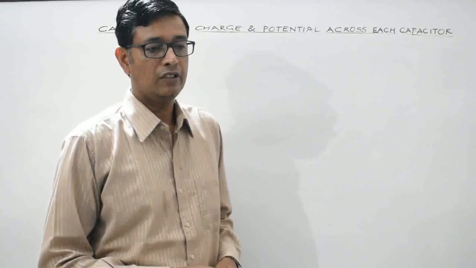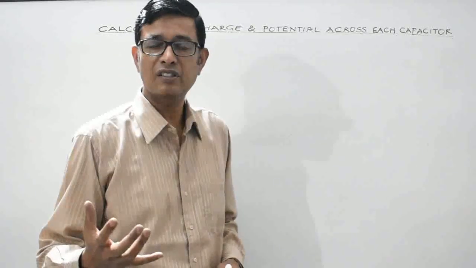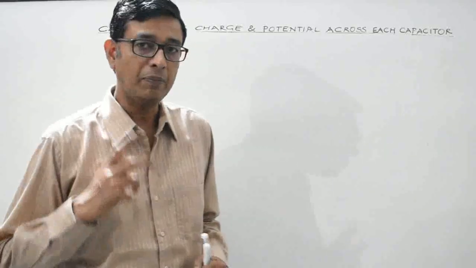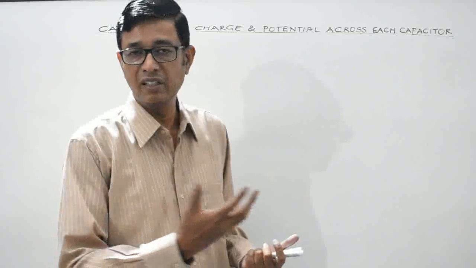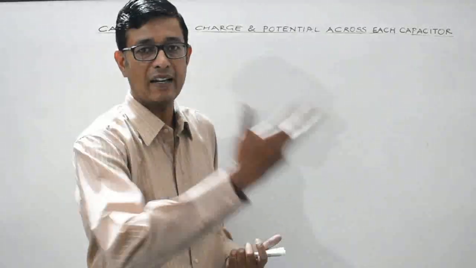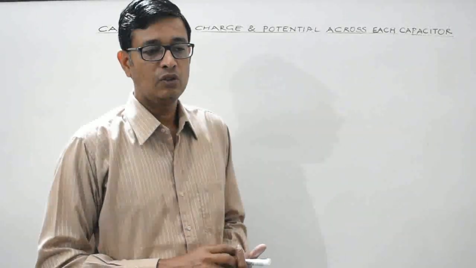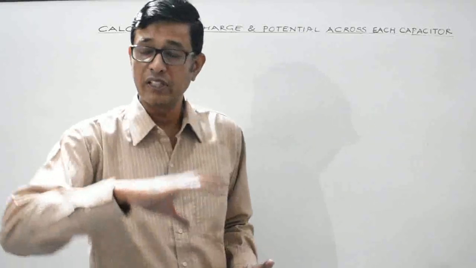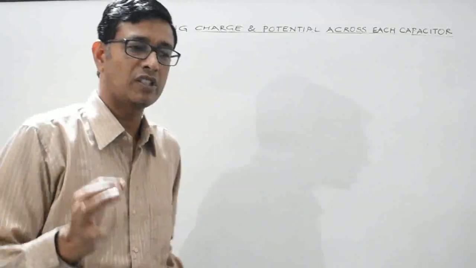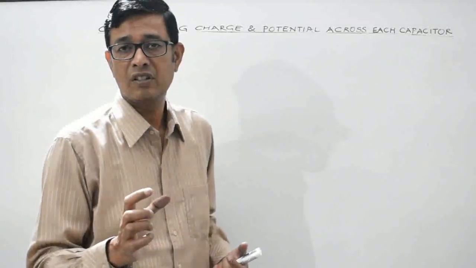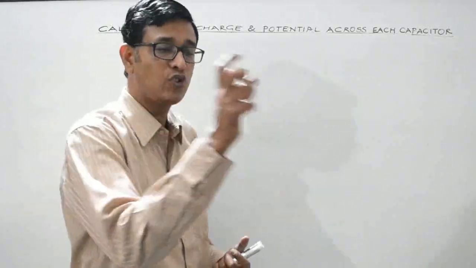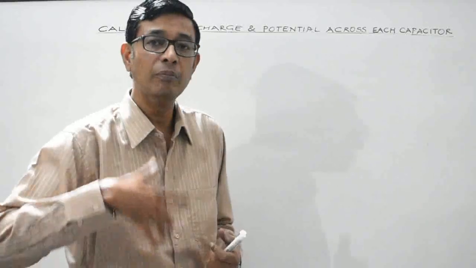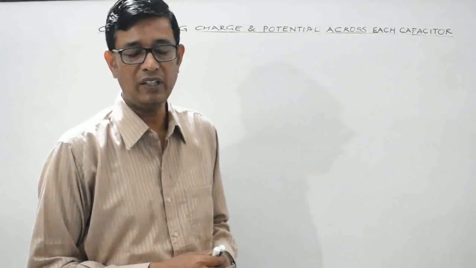And in the previous section we have discussed the grouping of capacitors, isn't it? The capacitors can be grouped in either series way or in the parallel grouping, right? So today we will discuss, using those concepts, how to determine the charge and the potential difference across the plates of individual capacitors in case of mixed grouping of capacitors, right?